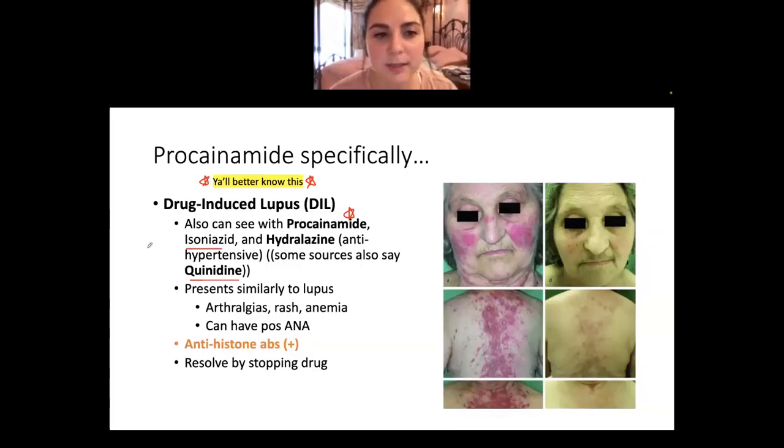And then there's two other drugs. Isoniazid, this is a TB drug, so that's not really relevant for this block, but hydralazine. Hydralazine is an antihypertensive drug, so it's going to be relevant this block. That can also cause drug-induced lupus.